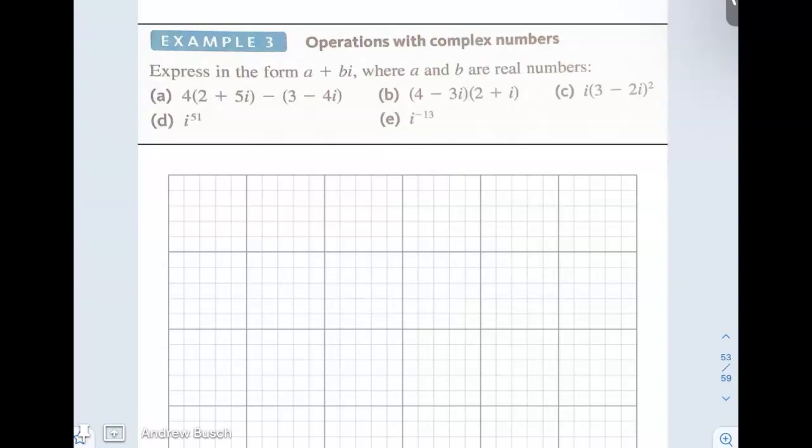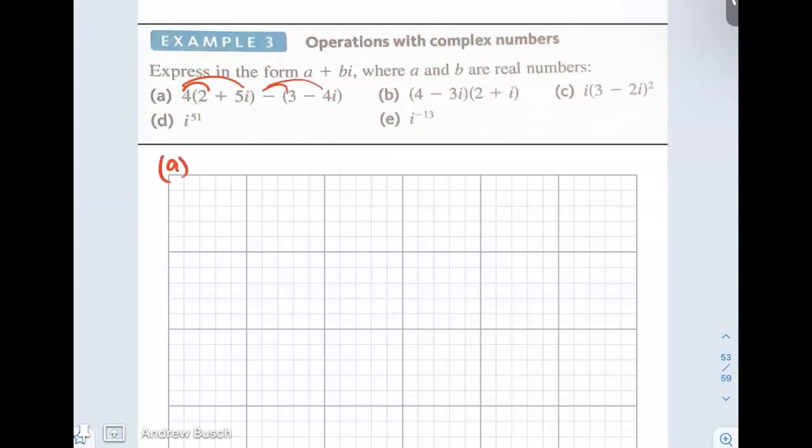Express the following in the form a plus bi, where a and b are real numbers. So you're just simplifying it down to one complex number. So on part A, you're just going to distribute the 4, you're going to distribute the negative, and then you're going to collect like terms.